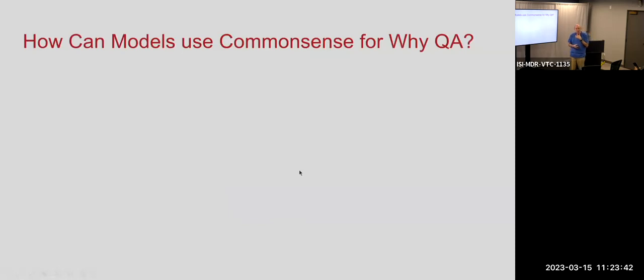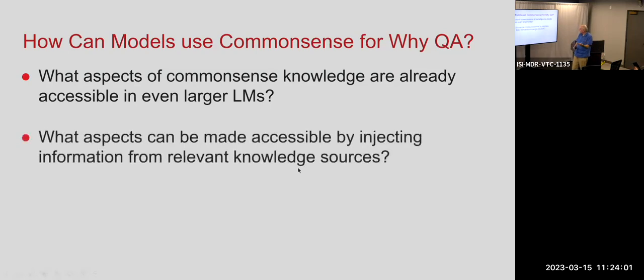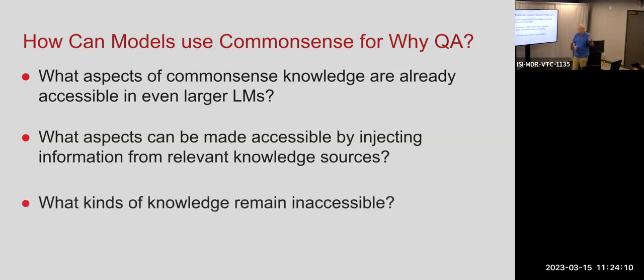Okay, so that's part one. That was in the ACL paper from a year and a half ago. Now into our more recent stuff, our EMNLP paper from Abu Dhabi. Who was in Abu Dhabi? Yeah, John was there. How can we use common sense knowledge for QA? What aspects of common sense knowledge are already accessible in these large language models? That's a big question that everybody talks about, right? What aspects can be made accessible by explicitly injecting information from relevant knowledge sources? We looked at this issue. What kinds of knowledge still remain inaccessible?